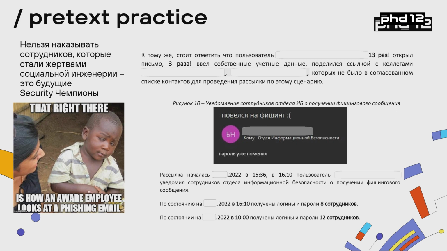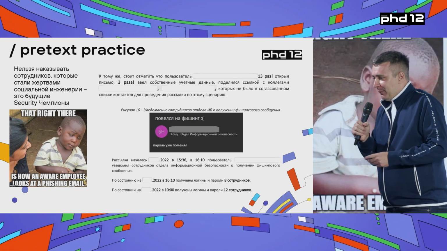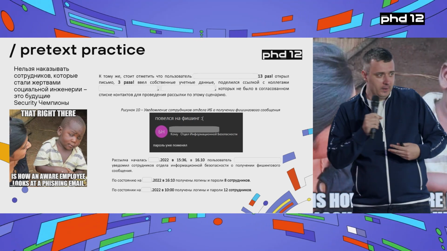So I take a piece of report here. So let me read it out. We also need to point out that user such and such opened the letter 13 times. He entered his credentials 3 times. He shared the link with the colleagues who were not in the list of approved contacts. Which means that this pretext worked very well. So you see, this person opened it 13 times and shared it with his colleagues.